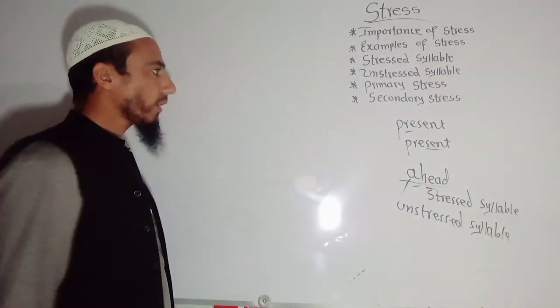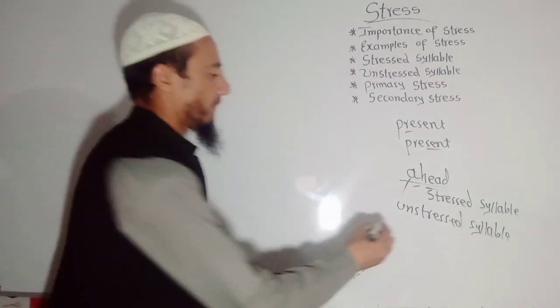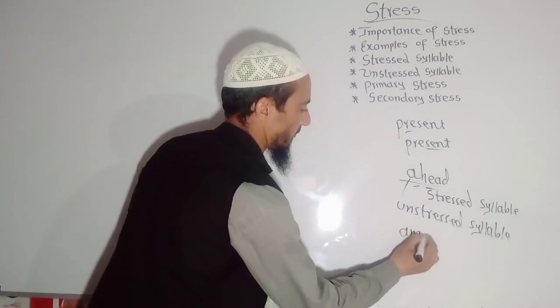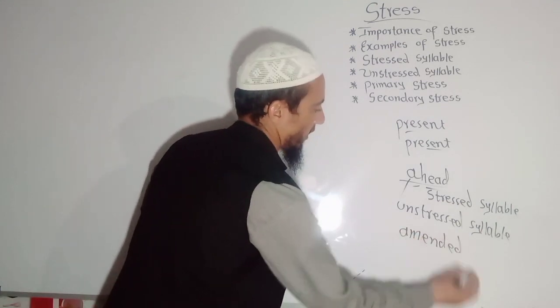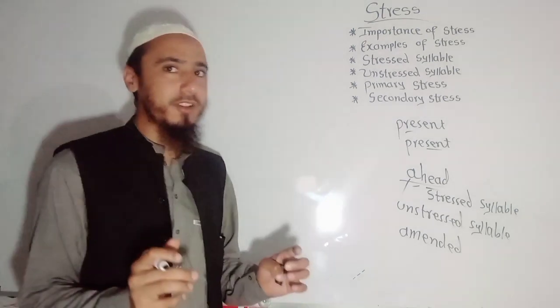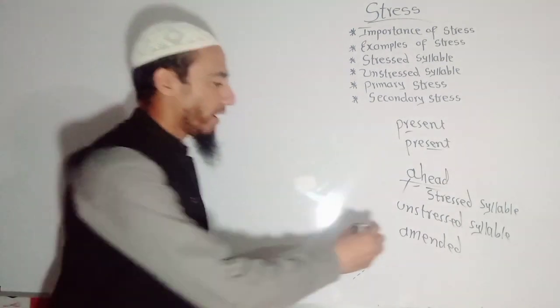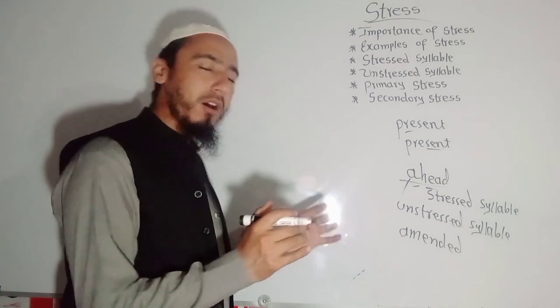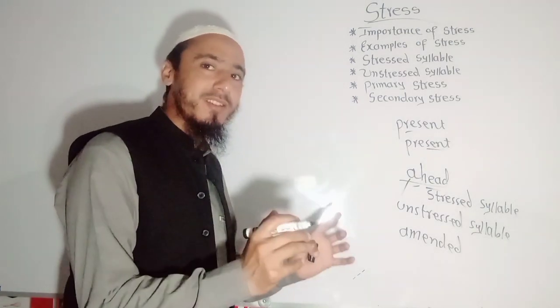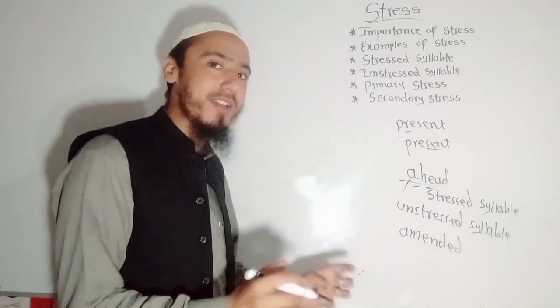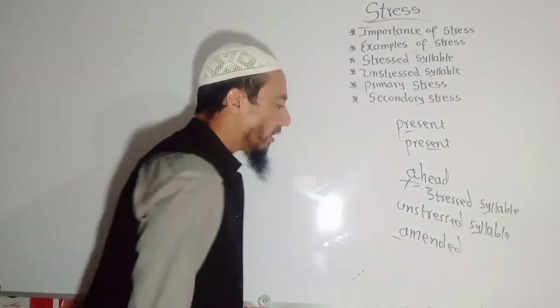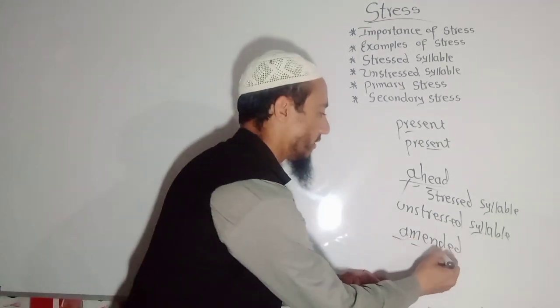Okay. Let me give another example. Take the example of a mandate. A mandate. How many syllables are there? A, one; man, two; and date, three. A mandate.